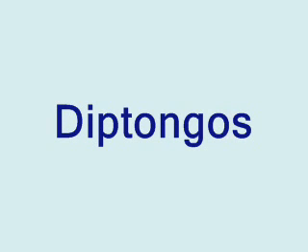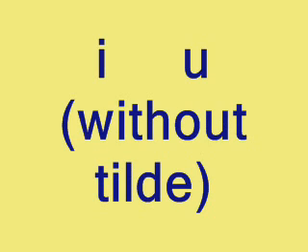You can also have something called diphthongs, or diptongos. This happens when an I or a U that aren't accentuated, so they don't have a tilde over them, pair up with another vowel. When an I or a U pairs up with another vowel, it's going to make a diptongo, which means that both of those vowels are going to be in the same syllable. So for example, you have the word cuidado. The U and the I form a diptongo, so they're in the same syllable.